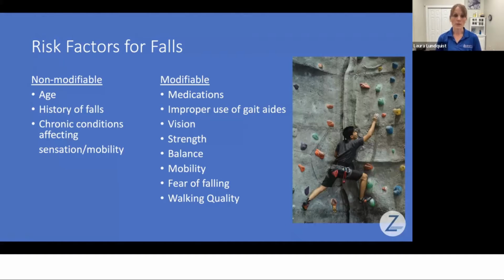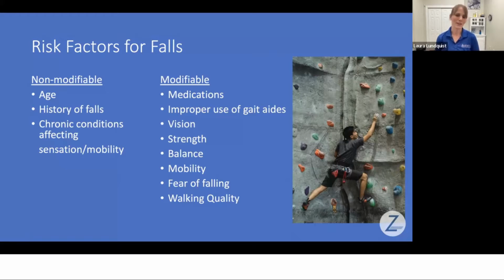Definitely medications are something that we need to look at from a fall risk perspective. Not something we're going to discuss in detail here today, but definitely something that is worth investigating for our clients or for ourselves if we're concerned about our own falls risk. Improper use of gait aids, so making sure that if we are using something to help us move around, we're using it appropriately and with the right technique. Vision can also play into our risk profile for having a fall.